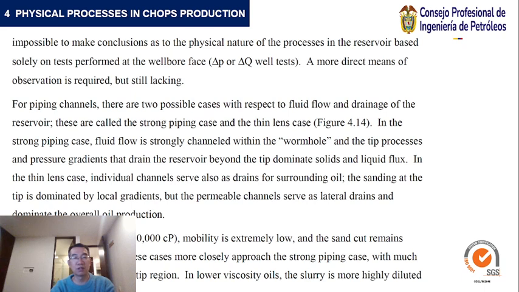The sanding at the tips is dominated by local gradient, but the permeable channels serve as lateral drains and dominate the overall oil production. In extremely viscous oil, mobility is extremely low, and the sand cut remains elevated for a long time. This case more closely approaches the strong piping case, with much of the fluid coming from the tip region. In lower viscosity oils, the slurry is more highly diluted.